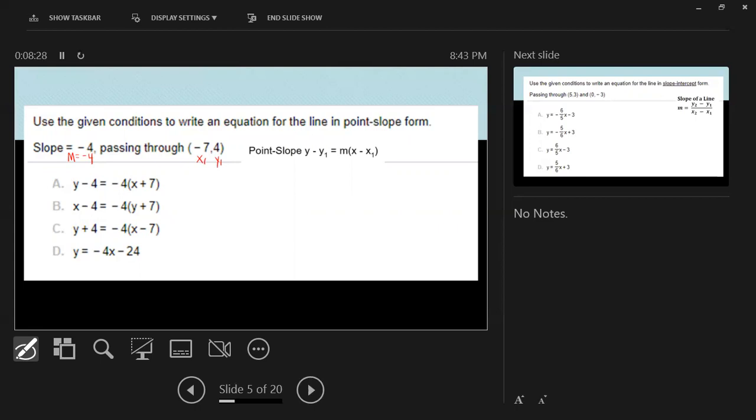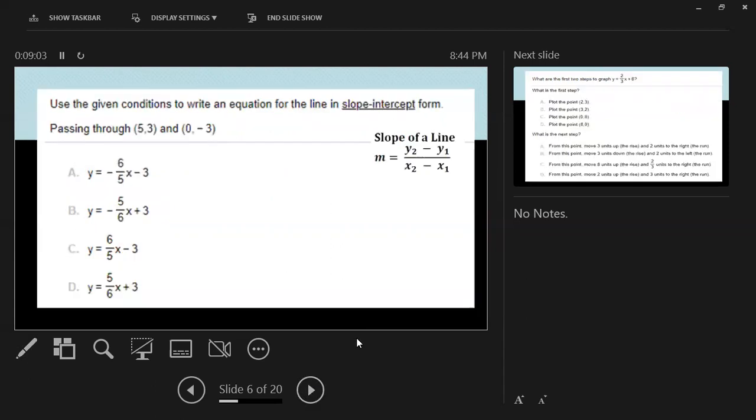So we have y minus 4 is equal to -4 times the quantity x plus 7. Now, it is x plus 7 because, as you can see, the 7 is negative, and in the point slope equation I have a negative sign, so that becomes a positive. You can see that that matches answer A, and that's how you would do an item similar to that one.